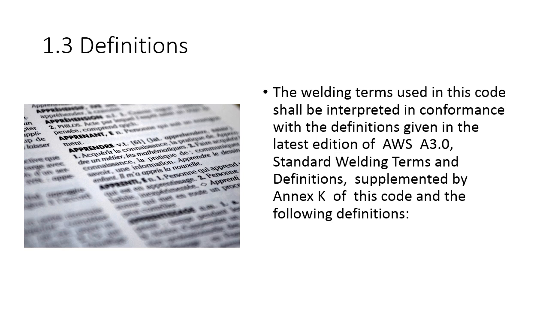This is telling us that AWS A3.0 is basically the dictionary that we're going to use when interpreting and asking for the definitions. So the AWS, American Welding Society, has another book, AWS A3.0, Standard Welding Terms and Definitions. It's, I want to say, 100 and some, maybe 200 pages, and it's just basically a dictionary with all the welding terms. And if there's any question about how that term should be interpreted or whether or not you're in conformance, get a copy of that book, look up the definition, and it'll set you straight and on the right path.